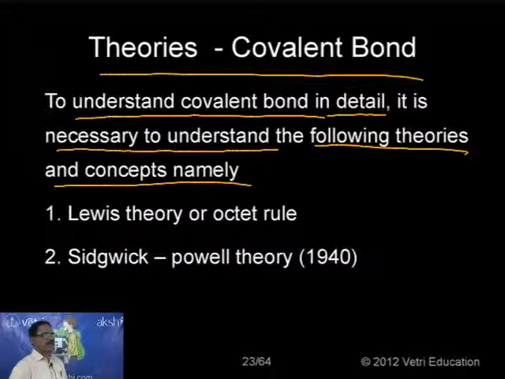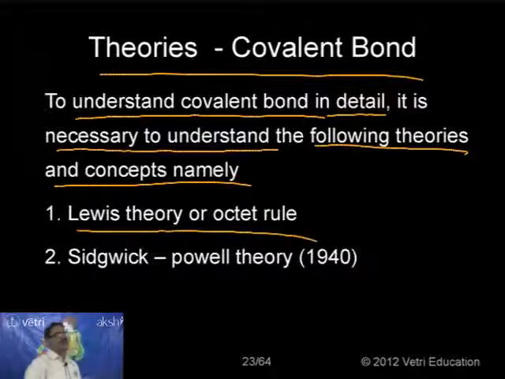This is the most important. A number of theories were proposed to explain the covalent bond. All these theories are very, very essential, because a number of questions are asked in IIT-JEE, AIPMT and NEET based on this covalent bond. The first theory is Lewis theory or the octet rule. I have already indicated it under the ionic bond, so I will go into detail on Lewis theory. That's the first theory, proposed by Lewis.